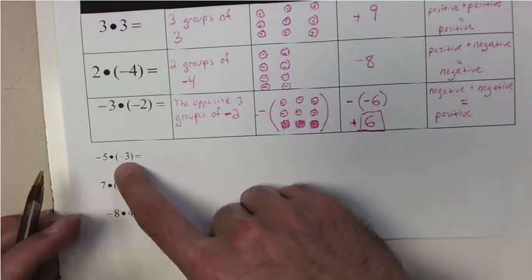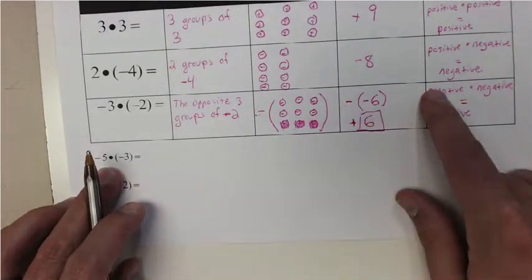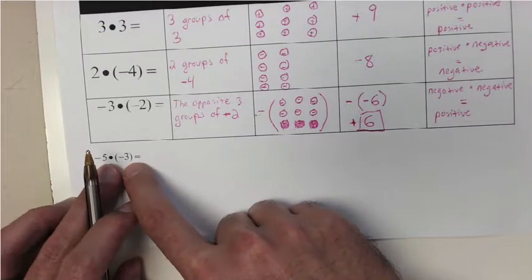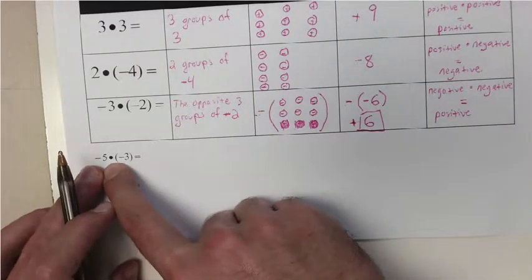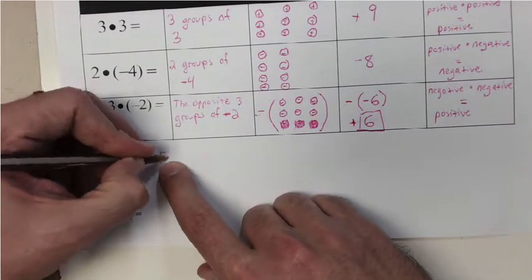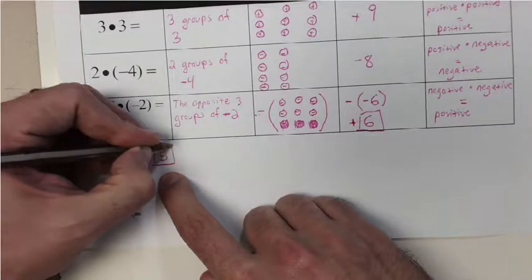Negative 5 times negative 3. Let's look at our algorithm. A negative times a negative is a positive. Our answer is going to be positive. So I got 5 groups of 3. So this is like saying the opposite of 5 groups of negative 3, which is 15.